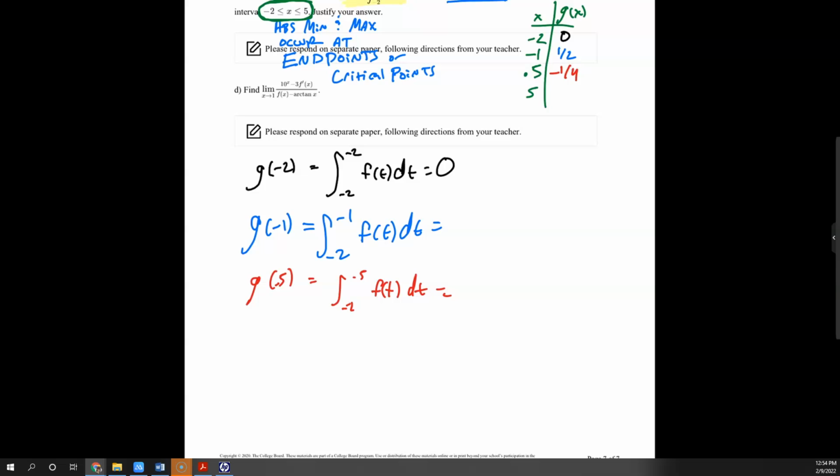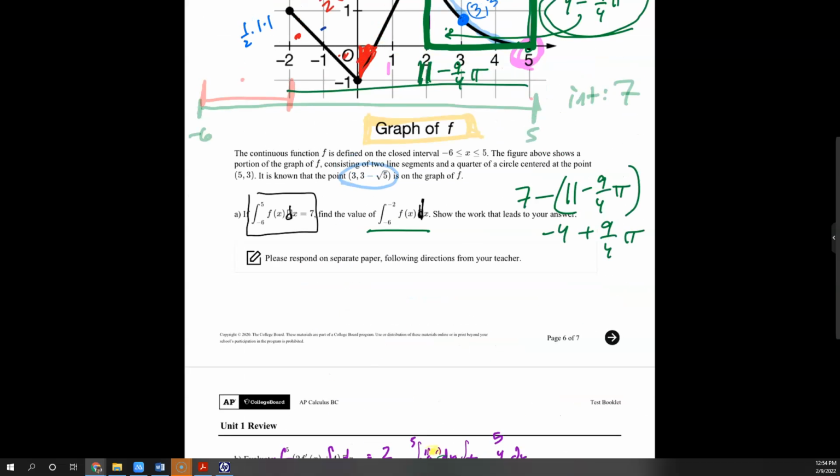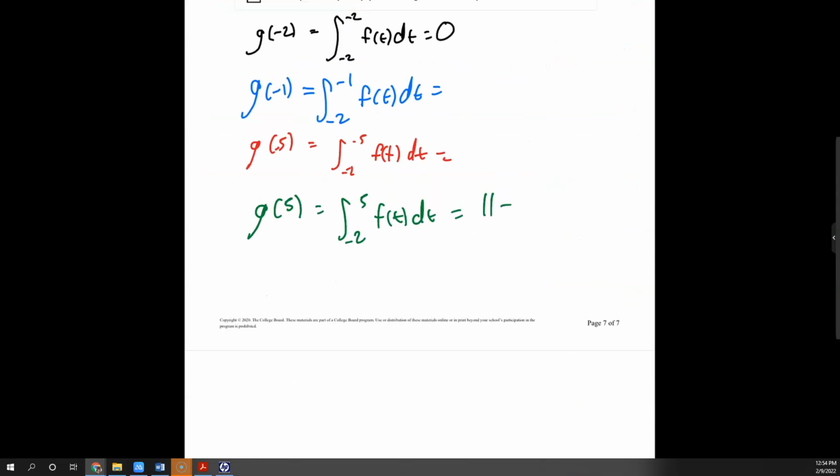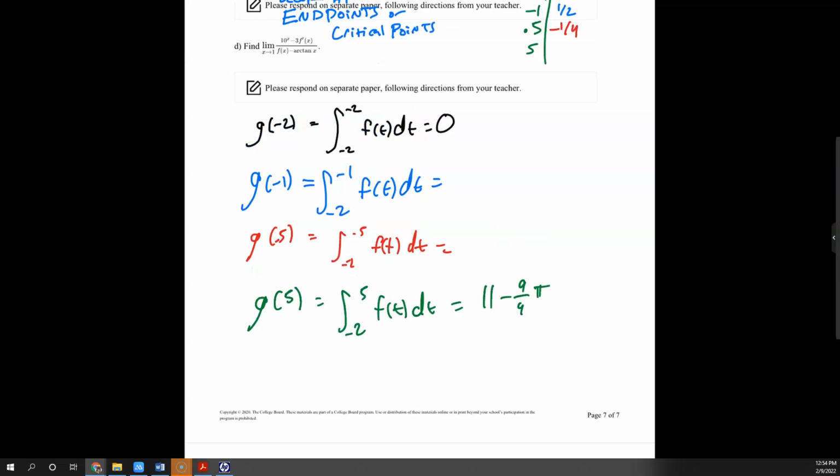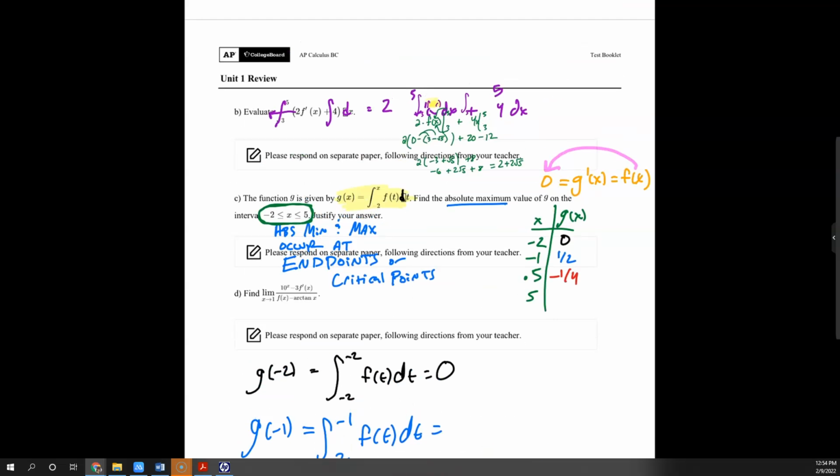We did that in the other part, didn't we? So G of 5 was the integral from -2 to 5, which we already did. I mean, we can count it up again. 11 minus, wait, what's it? Oh, yeah, 11 minus 9 pi over 4.